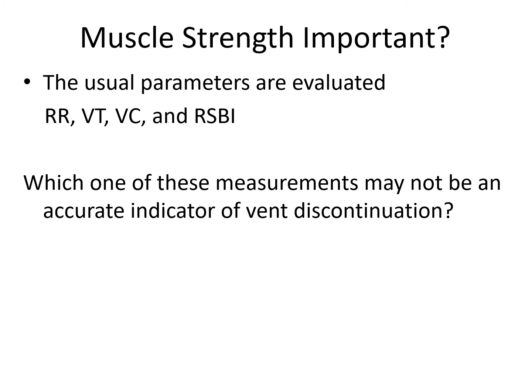Alright, so muscle strength, is it important? Well, I hope you're saying yes. The parameters that we look at to help us evaluate muscle strength are obviously respiratory rate, tidal volume, which is going to result in our RSBI, remembering that's respiratory rate or frequency divided by tidal volume. We would like to have that below 105, normal range being between 60 and 105. If it's greater than 105, then our patient's not ready to wean. And then our vital capacity.